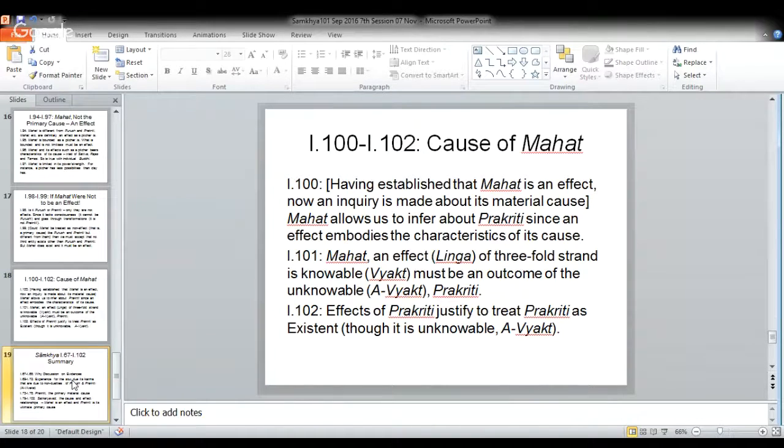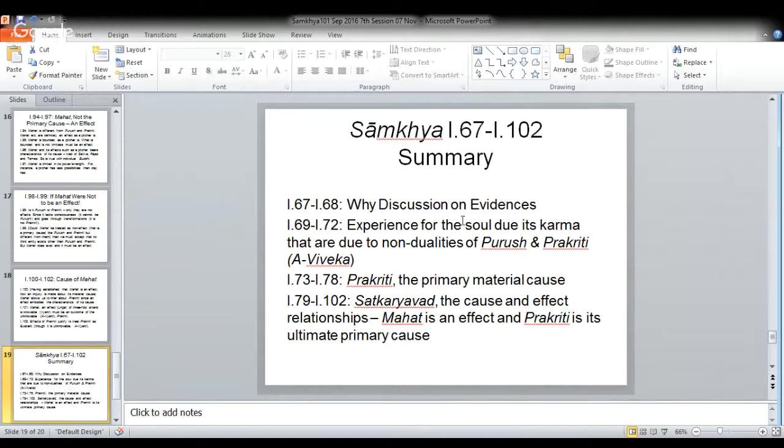I went a bit fast towards the later part. Today we have covered 67 to 99, a discussion on evidences so that we get to know Purush and Prakriti. 69 to 71 was related to the bhog, and that bhog is due to the karma, and the karma we perform is due to aviveka, and that chain is broken if I get to know Purush and Prakriti in a discriminatory experiential manner. Then we discussed the Prakriti material cause, and he has tried to convince us through his logical arguments, about 23 statements, that Mahat is an effect, that is what functions as our buddhi, and Prakriti is its ultimate primary cause, though we may never be able to know it.